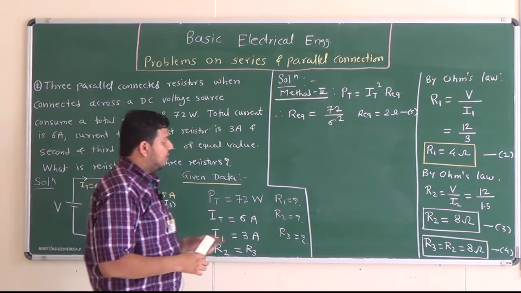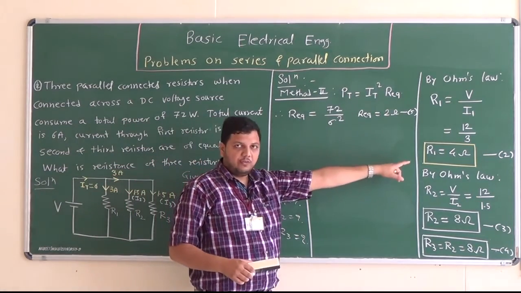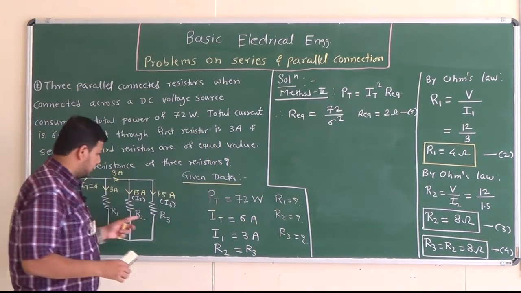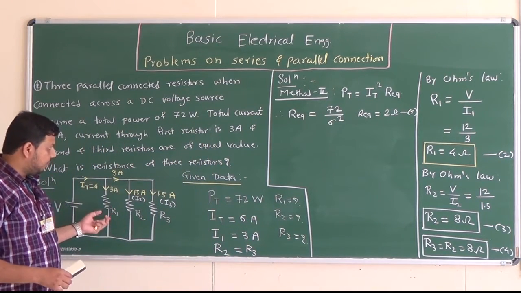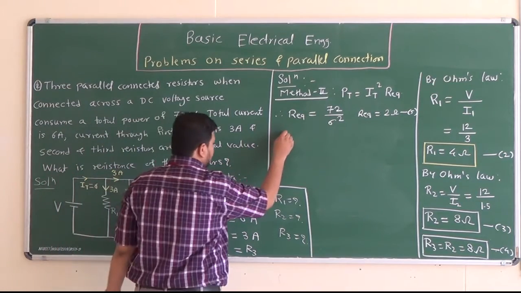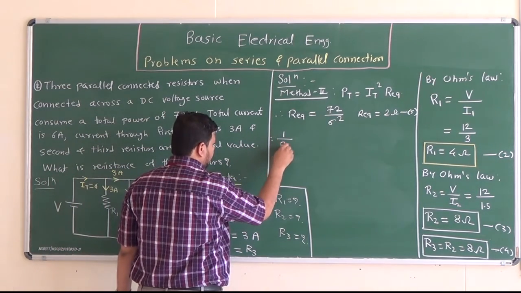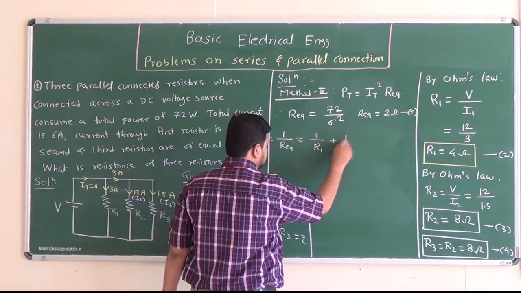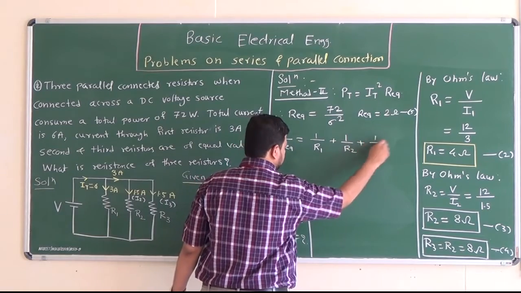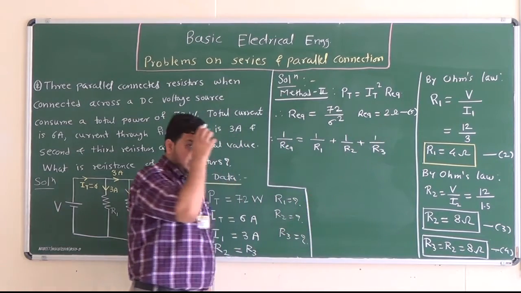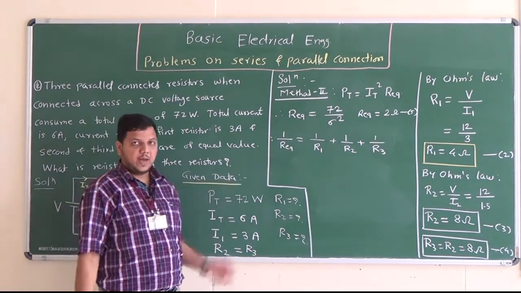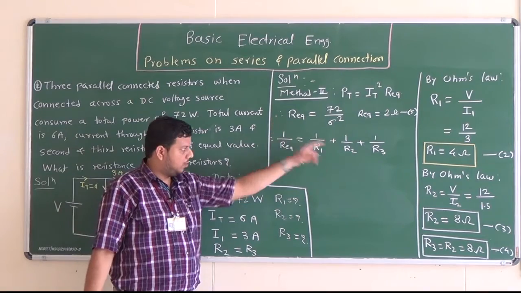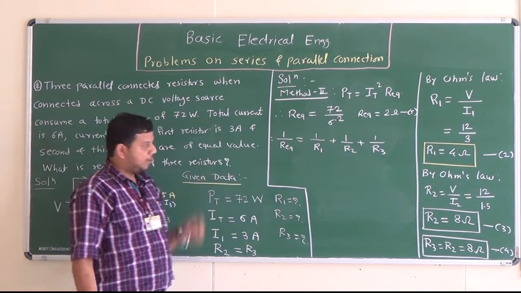Okay. Now let us call this equation number 3, equation number 4, and this equation number 5. So R equivalent is 2 ohm. Once we got R equivalent, we already know value of R1. Now we can determine R2 and R3. Why? Because these three resistors are connected in parallel, and we know the formula for equivalent resistance. So what is the formula? 1 upon R equivalent equal to 1 upon R1 plus 1 upon R2 plus 1 upon R3. That is the basic formula for equivalent resistance of parallel.